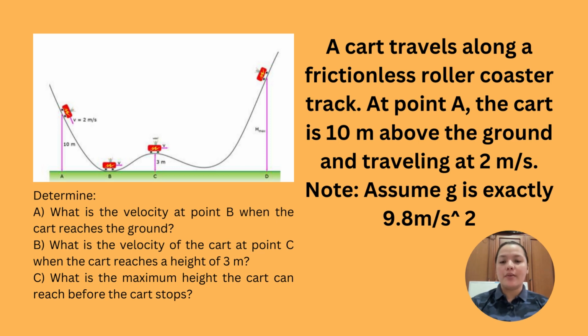Determine A. What is the velocity at point B when the cart reaches the ground? B. What is the velocity of the cart at point C when the cart reaches a height of 3 meters? C. What is the maximum height the cart can reach before the cart stops?